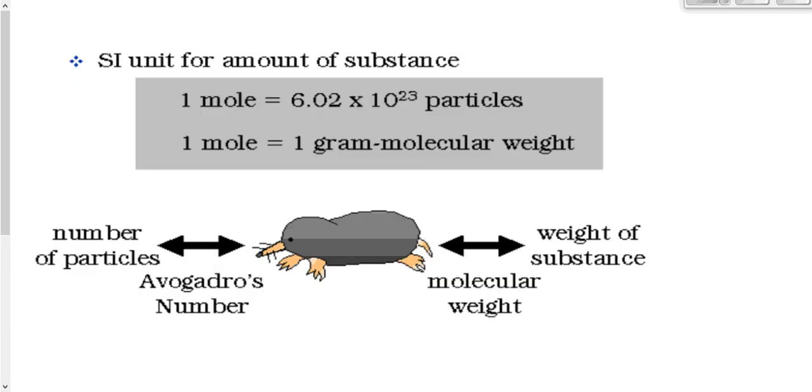It's a very large number. That number, 6.02 times 10 to the 23, is called Avogadro's number. And Avogadro was a scientist who figured out this nice round number to measure a reasonable amount in chemistry.